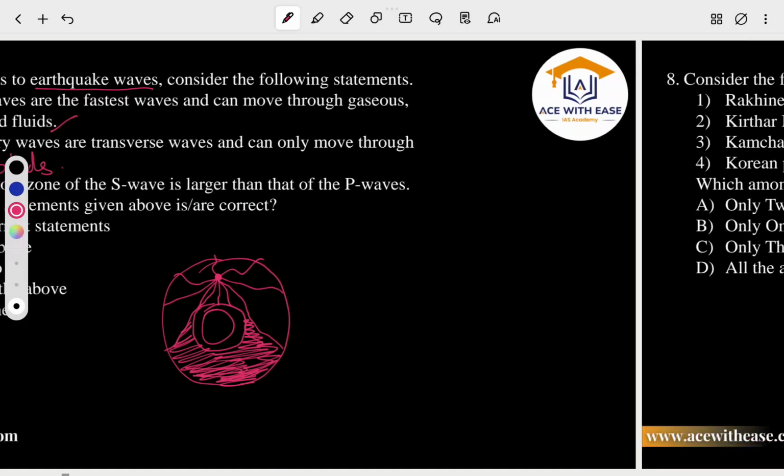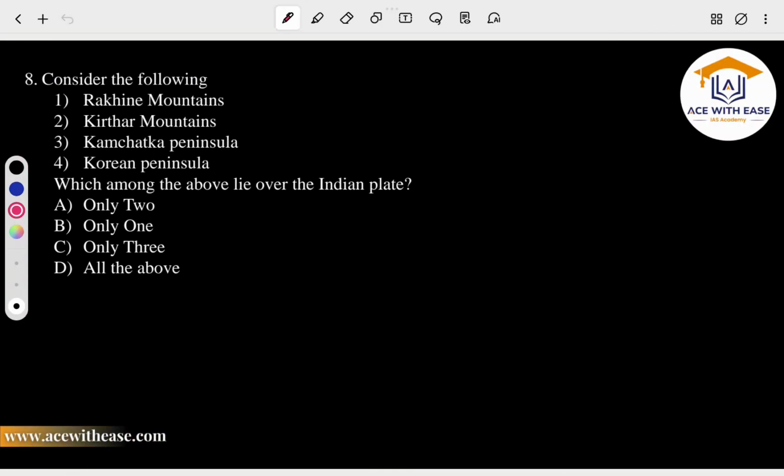Then next question, eighth question. Which of the following lie above the Indian plate? Here we have first the Rakhine mountains. These mountains are present along the western coast of the Myanmar region. It is like a boundary with the Indian plate and the Sunda plate. We have different minor plates there. So between the Sunda plate and the Myanmar plate is where the Rakhine mountains are present.